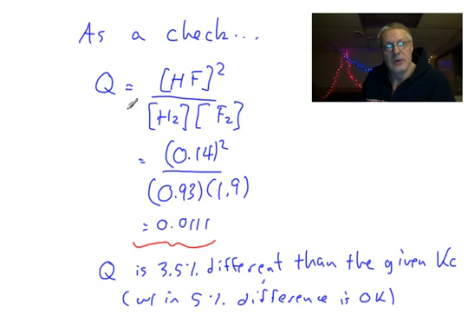We calculate Q based on those concentrations. When we put in our equilibrium concentrations we just found, we get this value of Q, 0.0111. Not exactly the same as K, but it's only 3.5% different from the given value of K. So again, it's within the 5% difference, which means our assumption was valid. And that actually concludes this video.